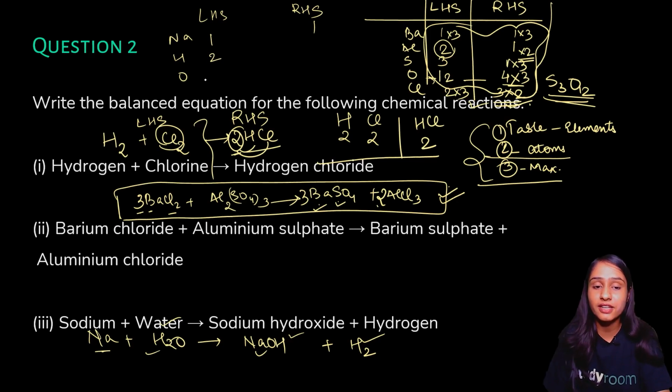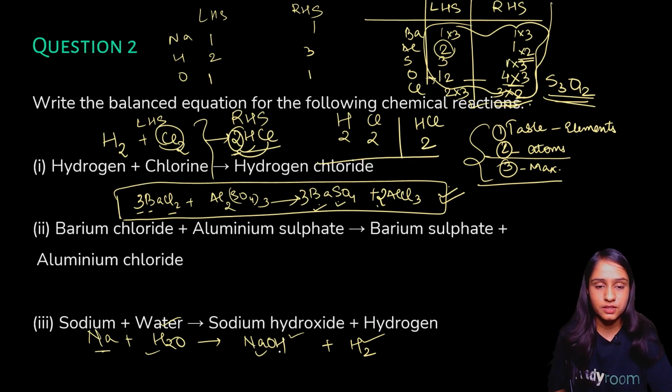Because it got reacted with water. In right hand side it is 3. Oxygen in left hand side is 1. In right hand side is 1. So in order to balance the hydrogen, what will you do? You will do this.